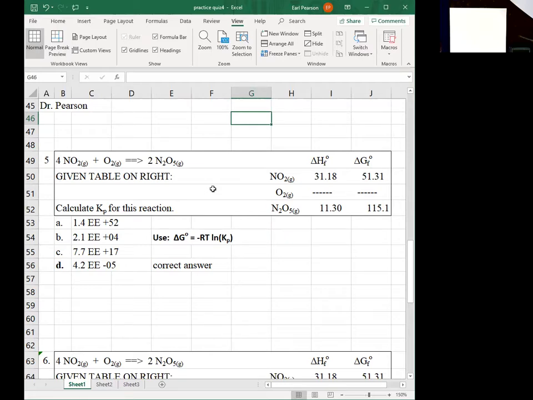Okay? So, all right, now we're ready to do number 5 on the test, and it's again the same reaction. This time we're calculating Kp from the same set of data. So let's now stop the screen share and get back over to the pad again. Ready to do number 5.